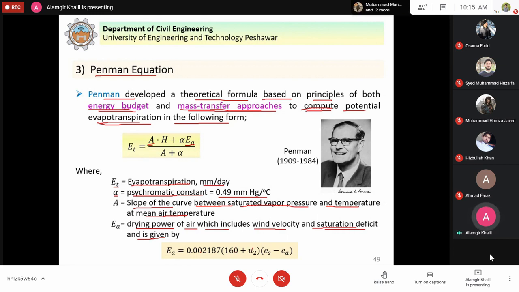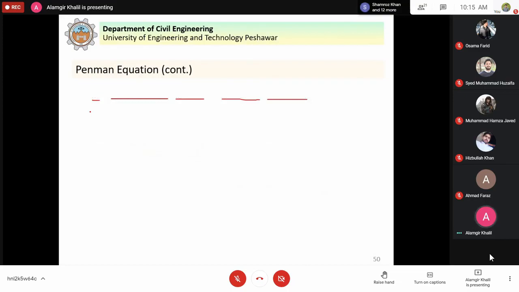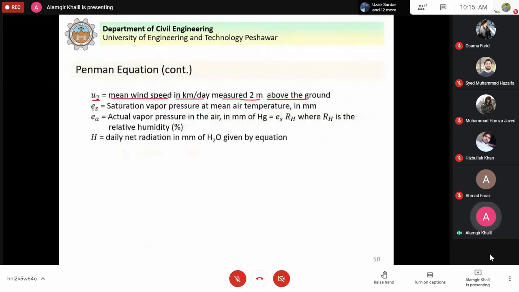0.002187 into (160 plus U2) into (ES minus EA). So in 0.002187, this U2 is the mean wind speed in kilometer per day measured 2 meters above the ground. This ES and EA are the saturation vapor pressure at mean air temperature, and EA is the actual vapor pressure in the air in millimeter of mercury, and is equal to ES multiplied by relative humidity. So if we know the relative humidity, RH, we can multiply with saturation vapor pressure to calculate the actual vapor pressure.